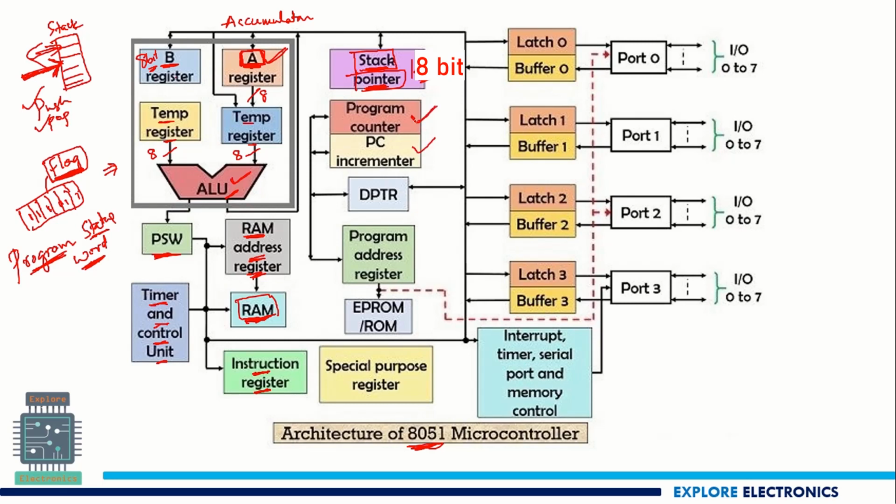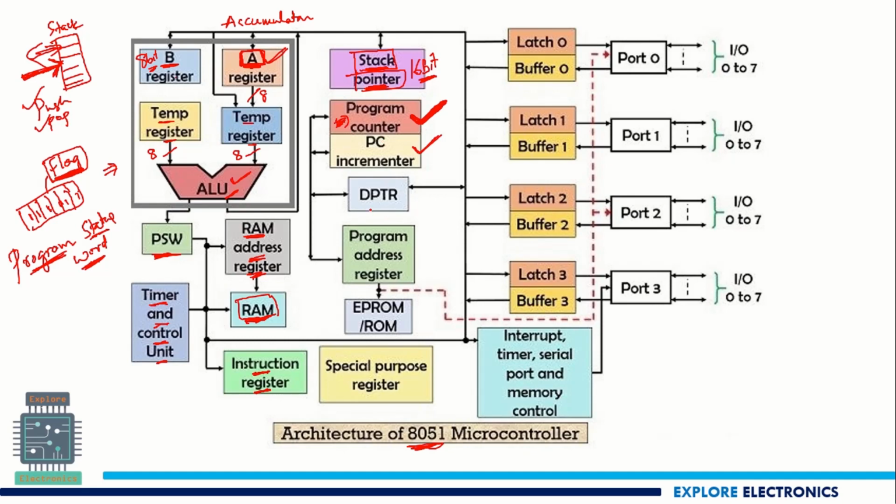This program counter will be having the next address which is going to be executed, means the next instruction address which is going to be executed. This is pointing to the next instruction, and this program counter incrementer will automatically increment to the next address once that instruction is executed.